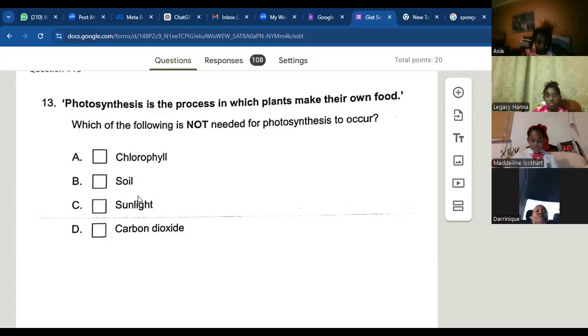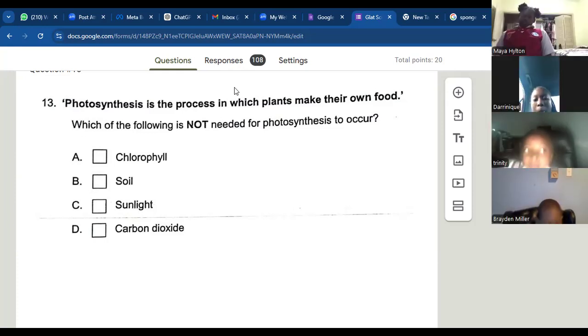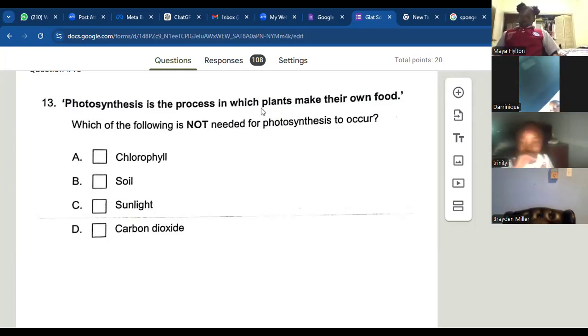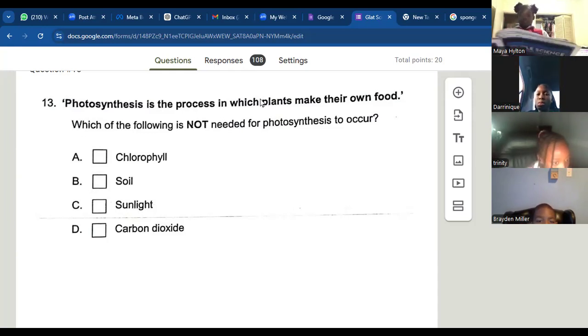Which is not needed for photosynthesis? Is it chlorophyll, soil, sunlight, or carbon dioxide? What do y'all have for this one? Soil. Trinity, what do you have for this one? I have soil. I think we need soil to grow the plants and sunlight to grow the plant, so that the plant could grow leaves, so that carbon dioxide could come into it.